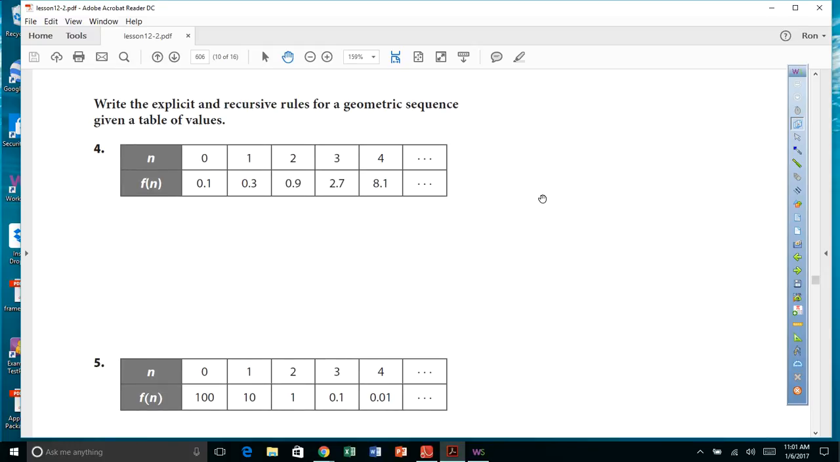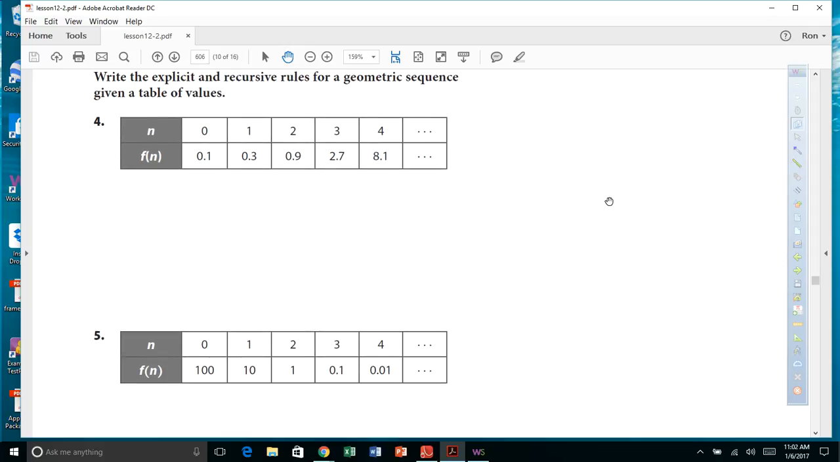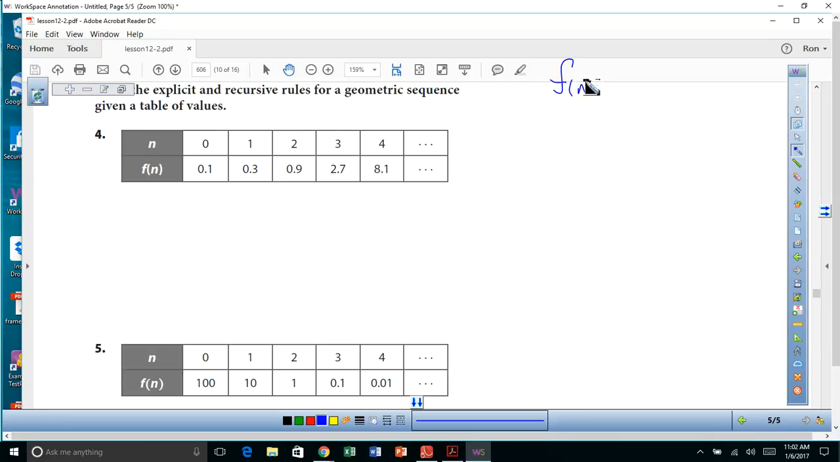Write the explicit and recursive rules for a geometric sequence given a table of values. All right. So what do we need to know? Well, there's 2 things we need to know. The equation would be f of n equals a times r to the nth power. That's the equation from the lesson. So we need to find out what a is, and we need to find out what r is for each one of these. Now, r is the ratio.